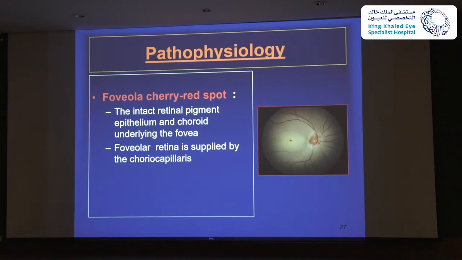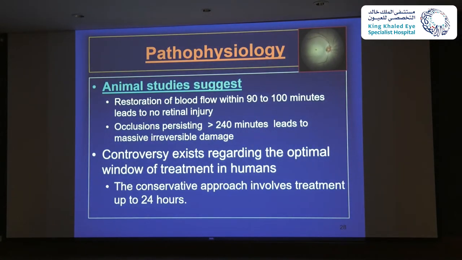We have the intact retinal pigmented epithelium and choroid underlying the fovea. At the same time, the foveal area is supplied by the choriocapillaris. Animal studies showed that restoration of blood flow within 90 to 100 minutes leads to no retinal regeneration. Nowadays, we have some results in animals showing this is not really the case. 15 minutes or more really leads to badly affected retinal layers.